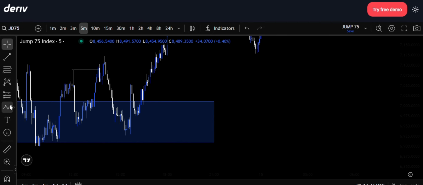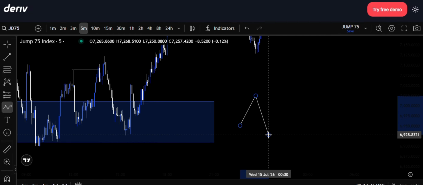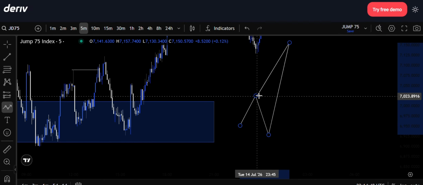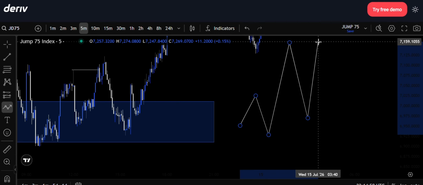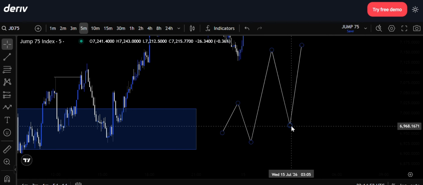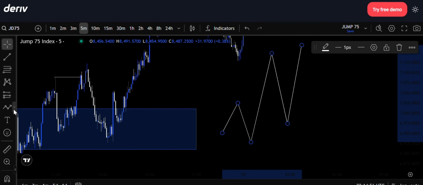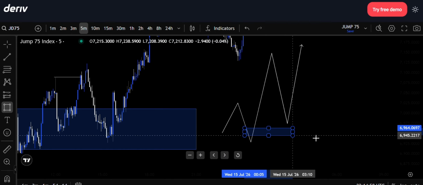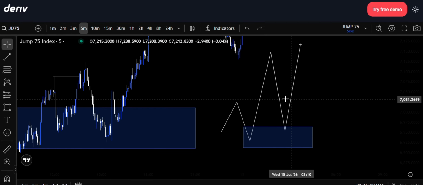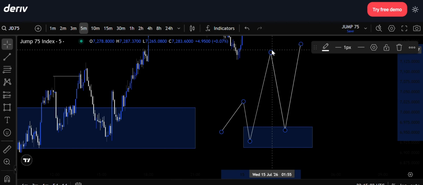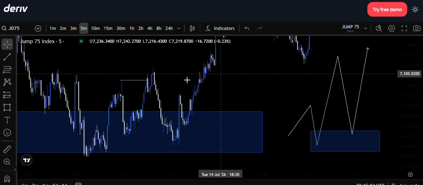So this is a confirmation entry model where we have a break of structure, change of character, then price tapping into our zone, and then it goes up. So this is what we actually look at for a confirmation entry. Okay, which is exactly what we saw. The change of character, retracement to that zone. So that's what we'll have there.